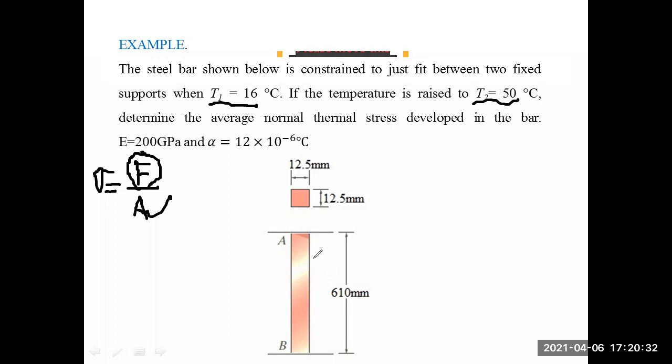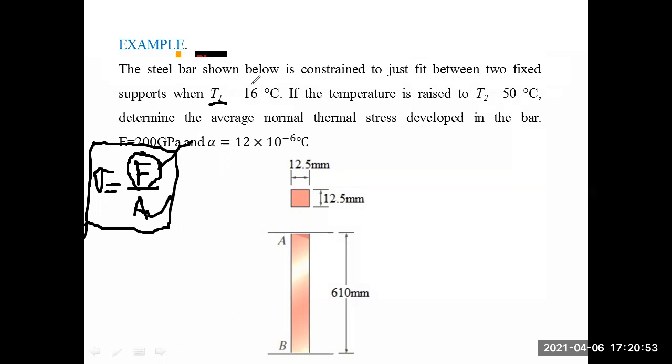If there was no change, can we see any external force acting along the bar that would cause any kind of normal stress? Is there any F that you can visually see along A and B? Angel? No. There's no force, so what does it mean? That means there is no stress, right? Yes. Without the temperature change, there's nothing. There's no stress. If there is no change in temperature, there would be no force acting on the element.